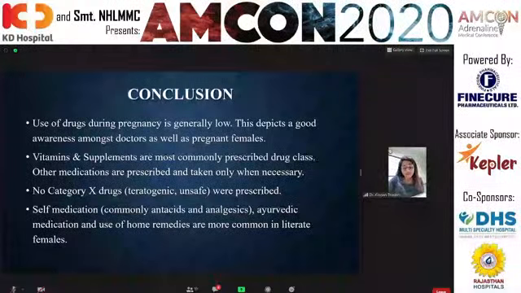And the self medications, which we said were more common among the literates, mostly involved taking antacids and analgesics on their own. So the self medications, the Ayurvedic medication, and the use of home remedies were more common in the literate females in our study. Thank you.